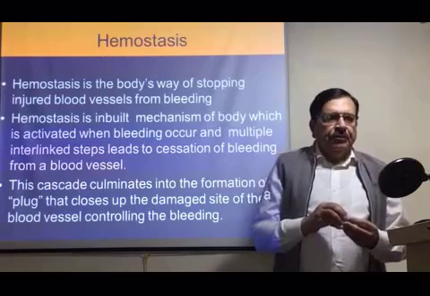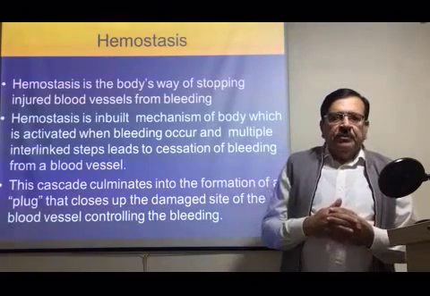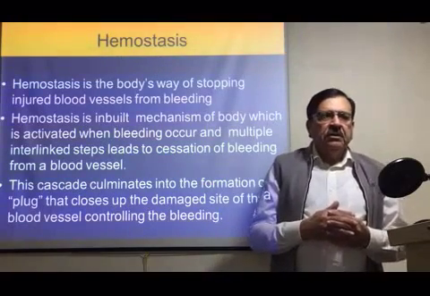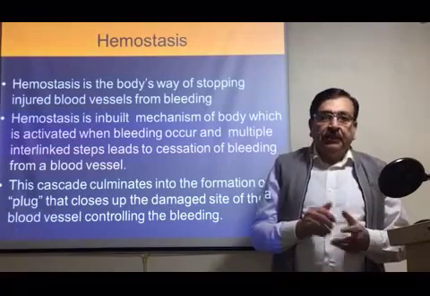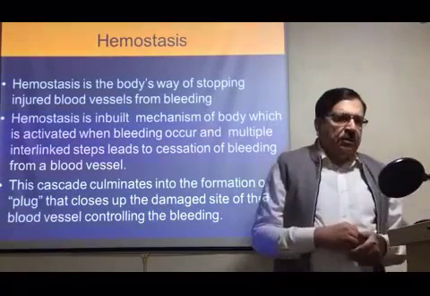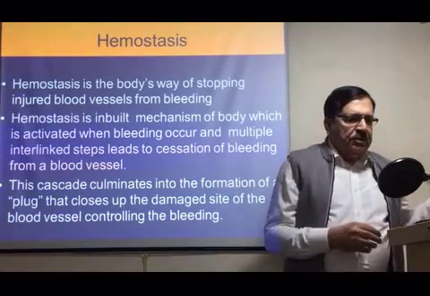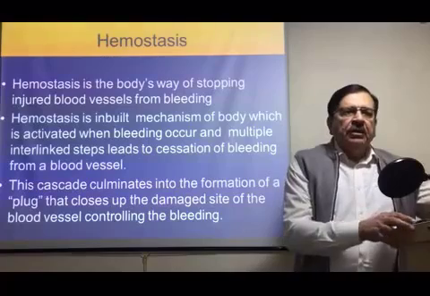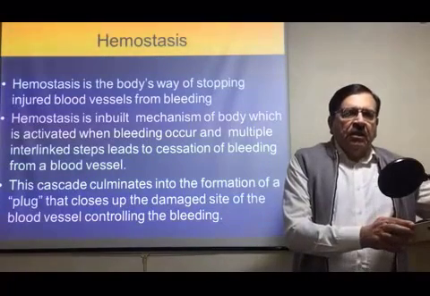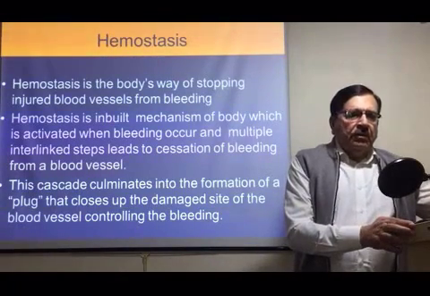This mechanism is present since the origin of life. The day life started, this system has been present. For millions or billions of years, this system is present naturally in the blood of a living organism.